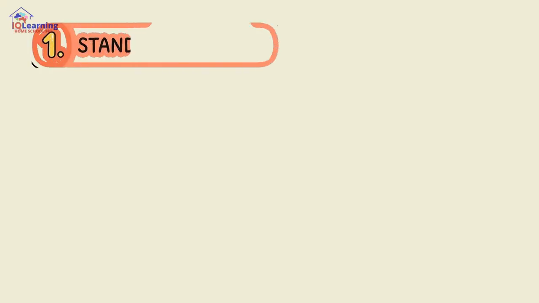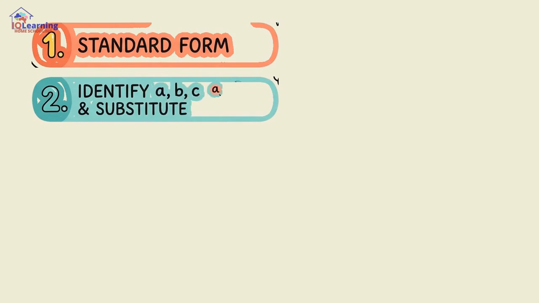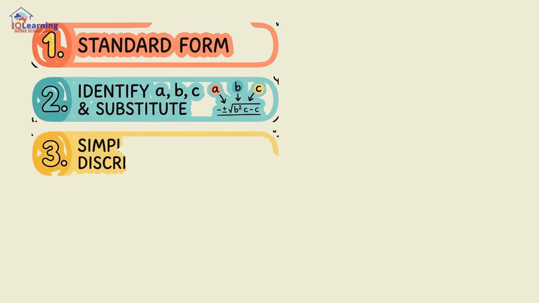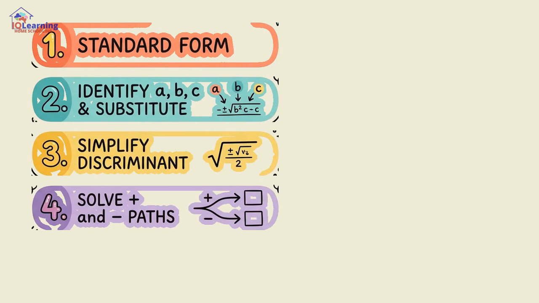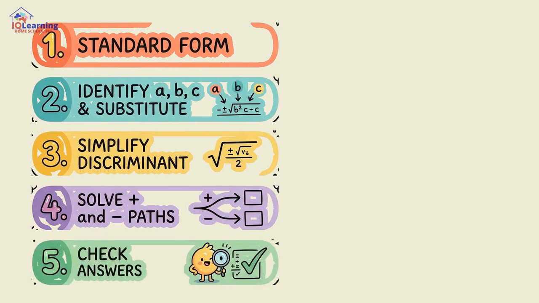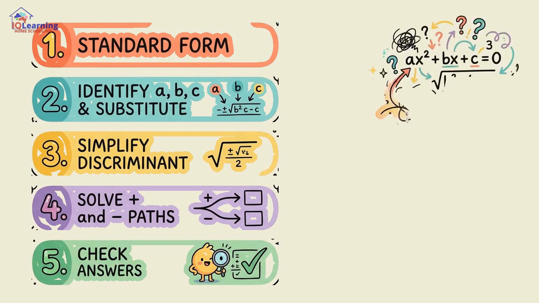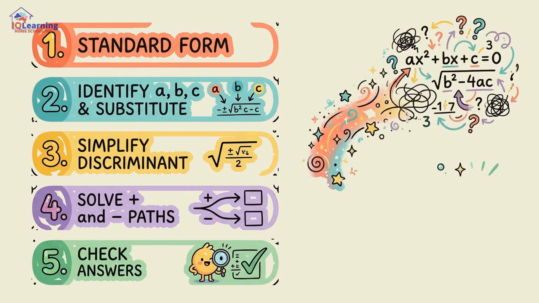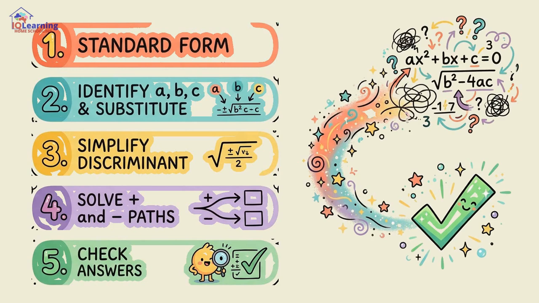So here's the repeatable process. Put the equation in standard form. Identify a, b, and c. Substitute carefully into the formula. Simplify the discriminant step by step. Solve the plus version and the minus version separately. Then check your answers. And that's how the quadratic formula turns a difficult quadratic equation into a predictable process.